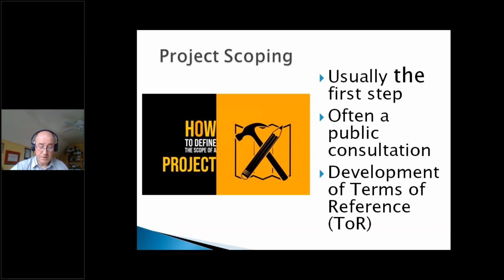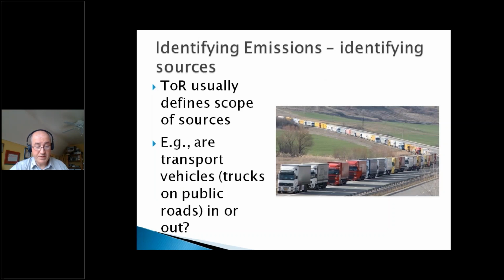For example, for a proposed coal-fired power plant, it should be clarified if coal mining and coal transportation to the power plant are part of the proposed project. If so, air emissions from those activities must be included in the emissions inventory, and the domain of interest must necessarily be expanded to encompass those activities. Scoping is often a public consultation and leads to the development of terms of reference, or TOR. So in terms of identifying sources, for example, one can question whether transportation trucks used to service a proposed facility would be in or out of the scope of work.